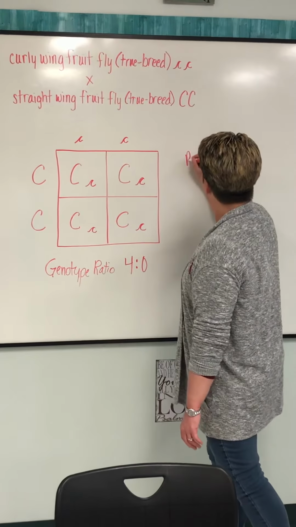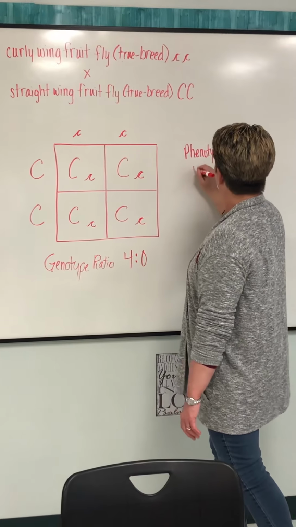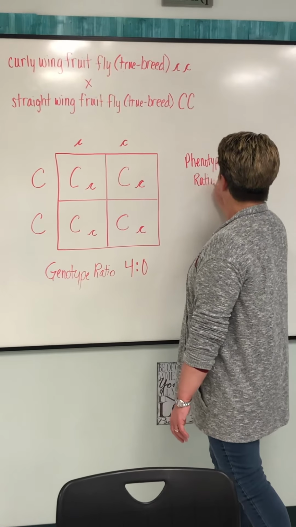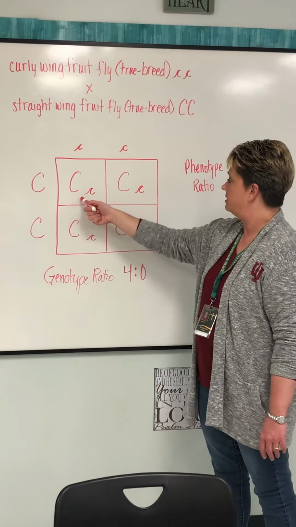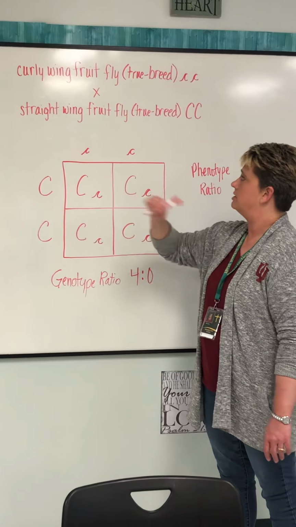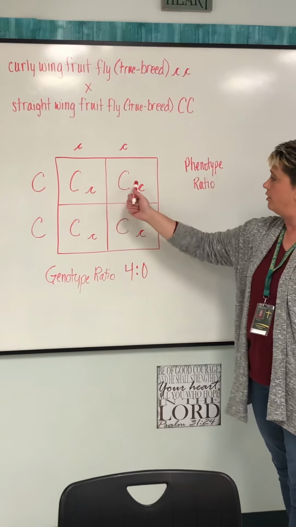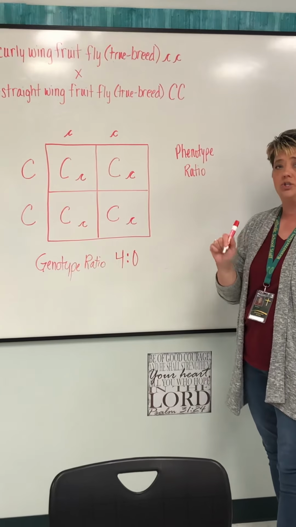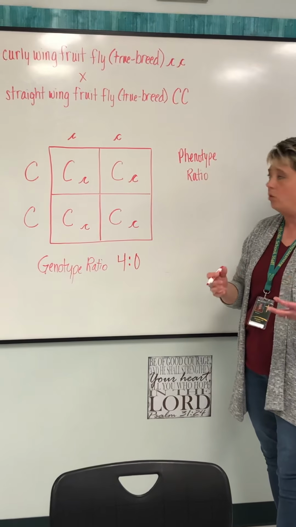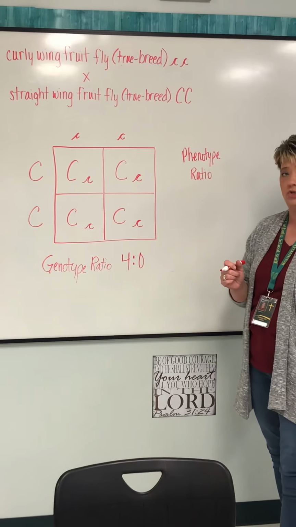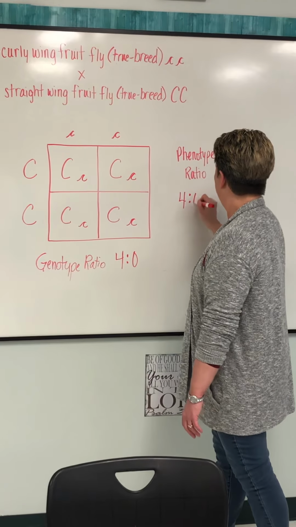If we're also looking at the phenotypes, like we have in all the rest, a phenotype ratio, where we look at the physical characteristics of this particular thing, we have capital C, lowercase c, capital C showing that it is straight wing, and that is dominant, everyone has a capital letter, so the dominant gene is showing up in every single one of them. So in this case, we have 4 organisms with straight wings. So again, our ratio is 4:0.